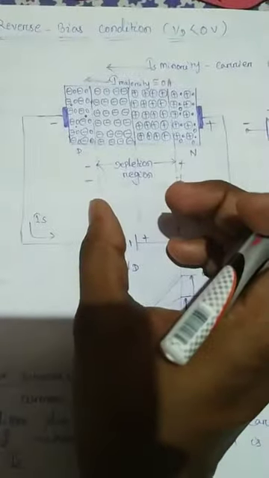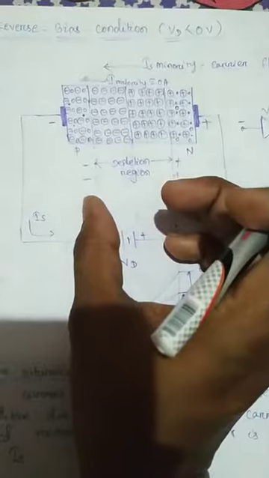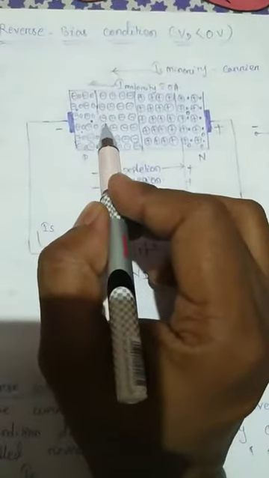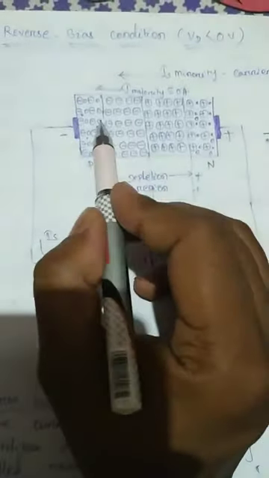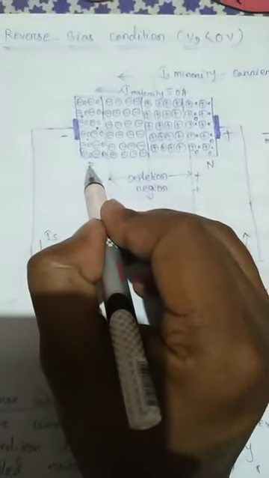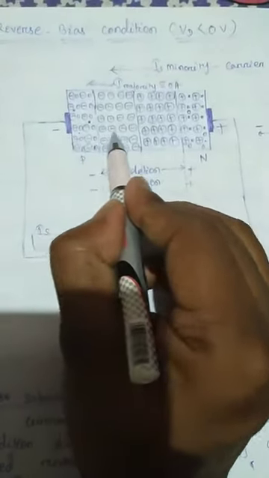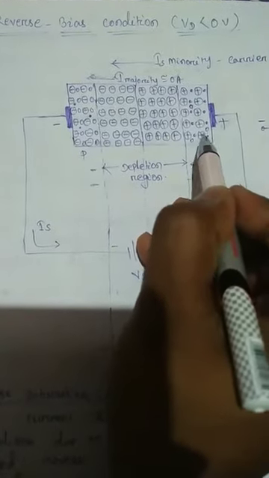The increase in the width of the depletion region provides a high resistance path for the movement of the majority charge carriers. However, the flow of the minority carriers will not change. On the P side, the minority charge carriers are electrons. So this negative potential will repel the electrons towards this side, and this positive potential will repel the minority carrier holes towards this side.